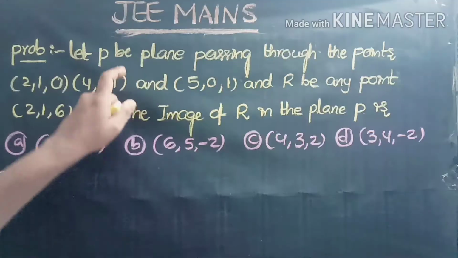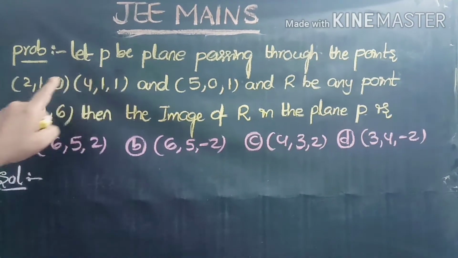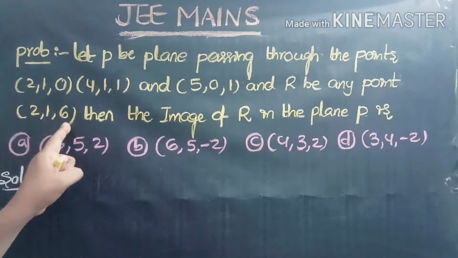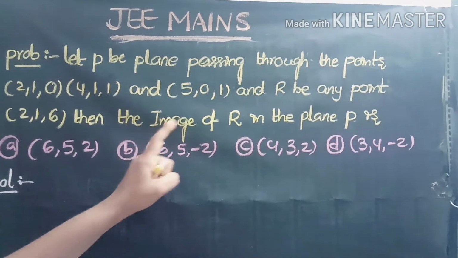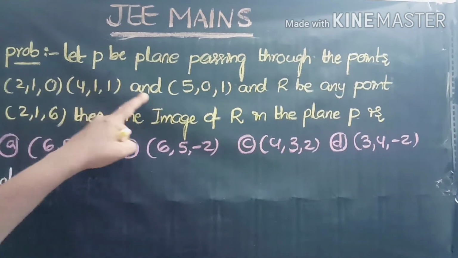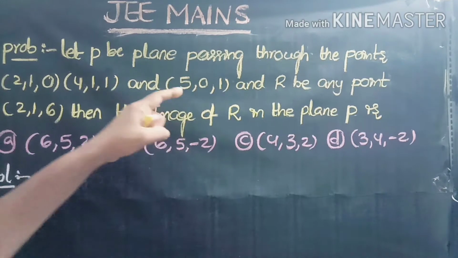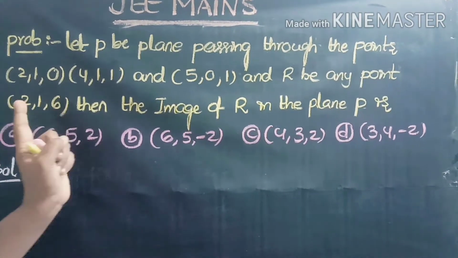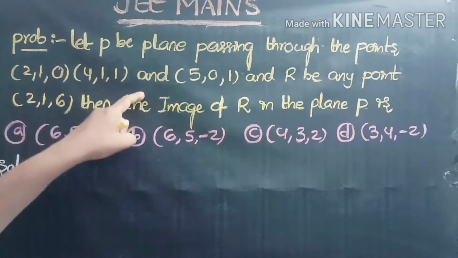Problem. Let P be a plane passing through the points (2, 1, 0), (4, 1, 1) and (5, 0, 1), and R be any point (2, 1, 6). Then the image of R in the plane P is. When the plane is given, this is the plane passing through the first 3 points. Now what is the image of the point R in this plane? Here R is equal to (2, 1, 6). We want to find the image of this point in the plane P.